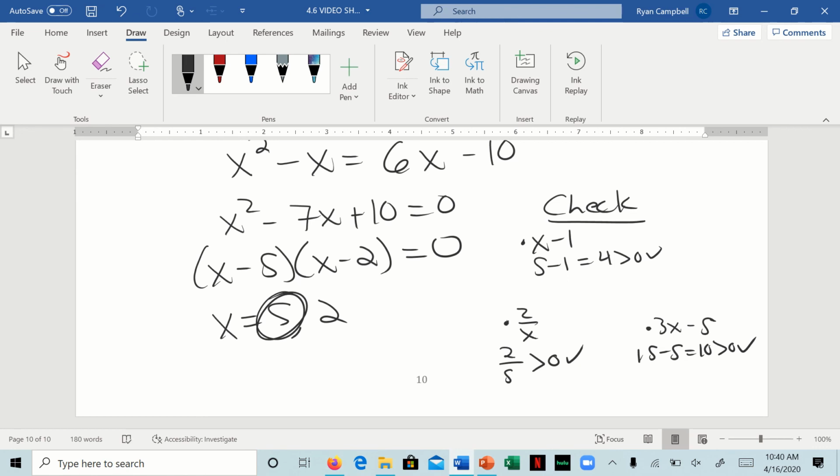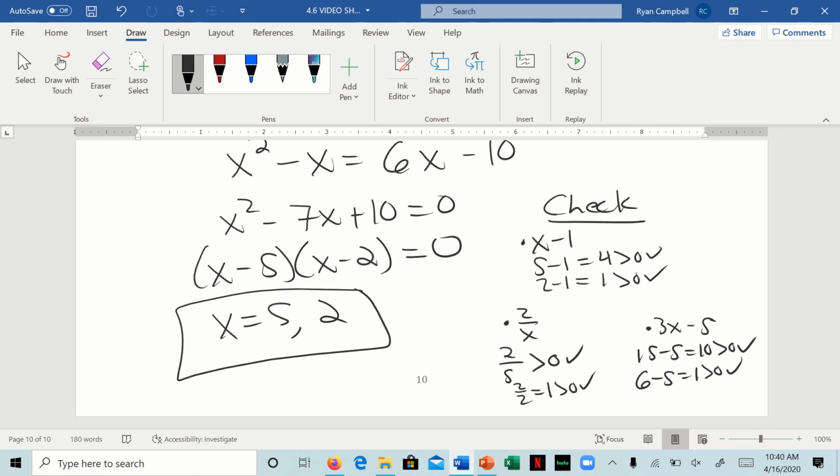And let's try 2. So 2 minus 1 is 1. That's positive. We're all good. 2 over 2 is 1. That's positive. We're good. And then 2 times 3 is 6 minus 5 is 1. All right. So in this case, both of the answers are correct. So we do end up once again with 2 different answers. But like I said, it's important that we have to check that.